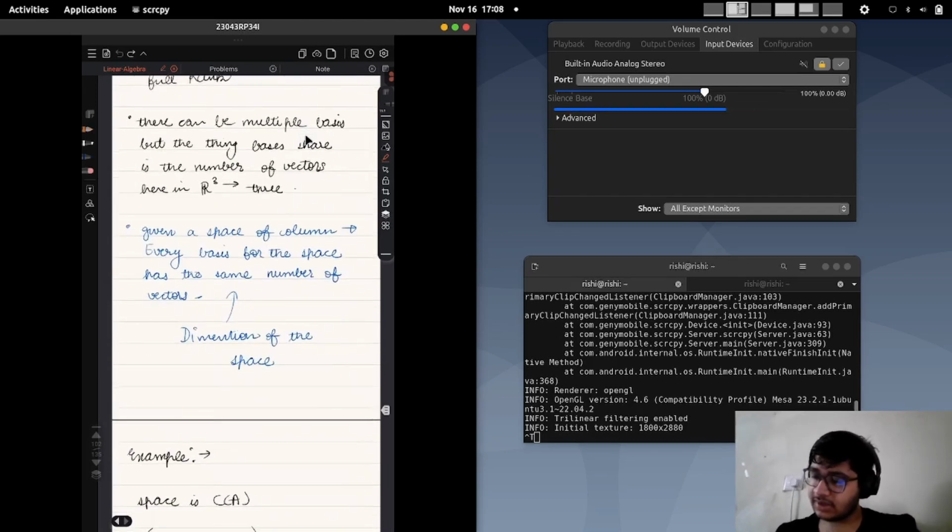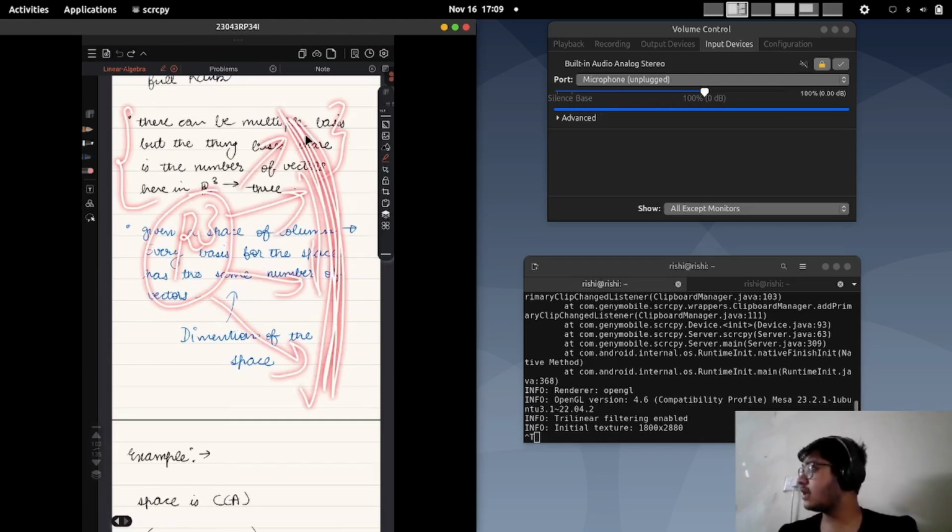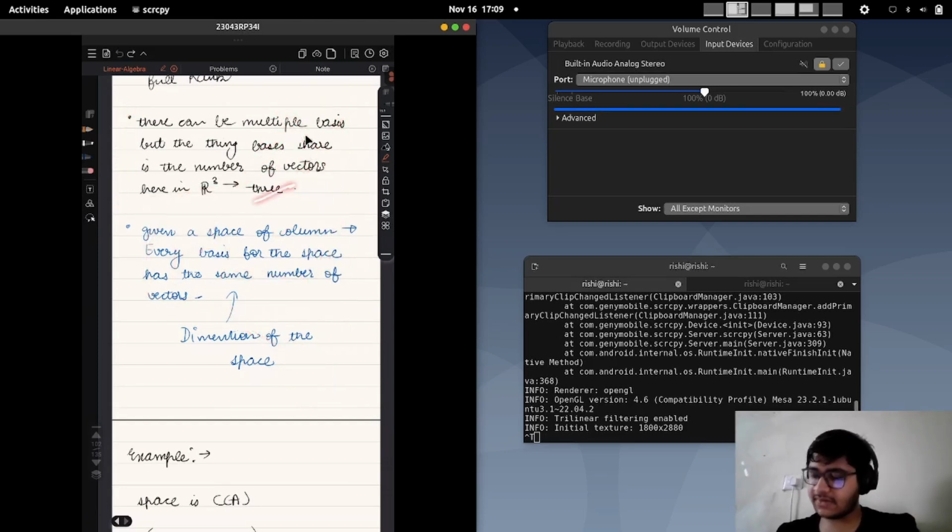There can be multiple bases, but the thing bases share is the number of vectors. Let's say in R3, we can have multiple bases, and they will be different for each case. The only thing shared will be the number of vectors they have. So in R3 they have 3 vectors which will form a basis. Given a space, every basis for the space has the same number of vectors. This is the dimension of the space.